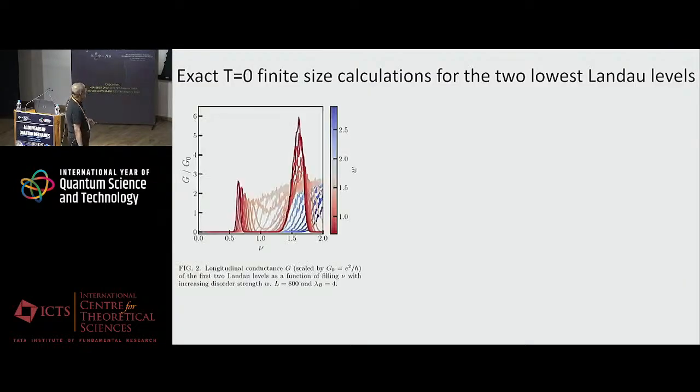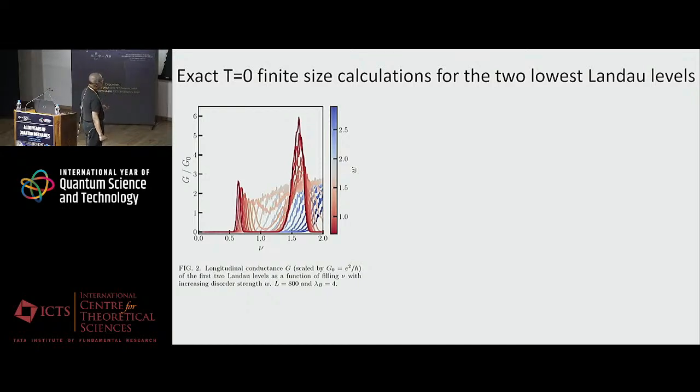So I'm going to show you some results for an exact T equal to 0 finite size calculation for a fairly large system, not as large as an experimental system, but like 1,000 by 1,000, okay, which is pretty large. And these are complicated figures. What I'm showing you is the conductance. This is the longitudinal conductance as a function of Landau level filling for different disorder values. This W is disorder, okay? W is the root mean square fluctuation in that quantity V that I showed you, okay?